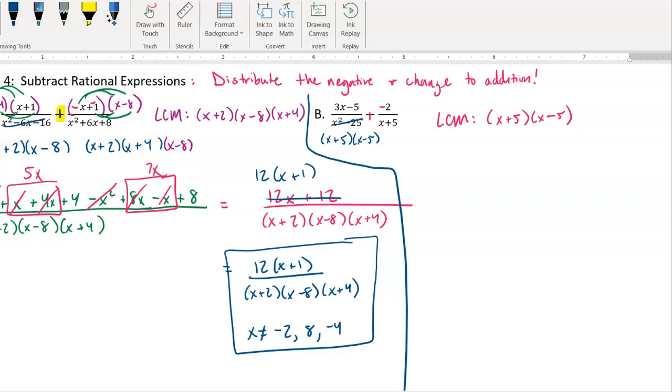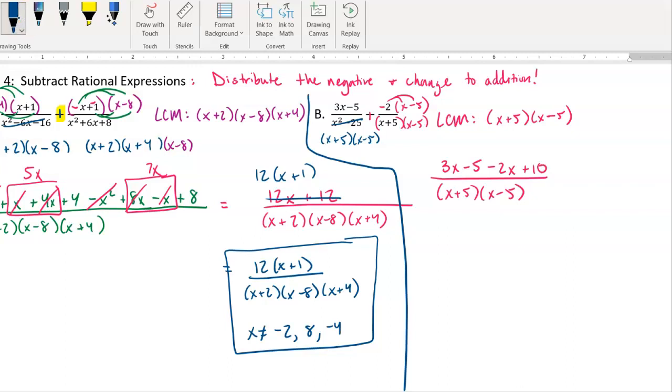So then the first fraction, again, we already have the denominator we need. So the second fraction, we need to multiply the top and bottom by what's missing, which is x minus 5. Okay, so our denominator, we know what that's supposed to be. Our numerator, didn't have to do anything to that first one. The second one, I distribute the -2 through, so it becomes -2x plus 10.